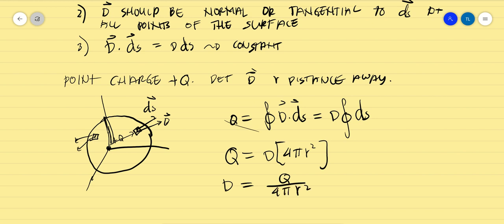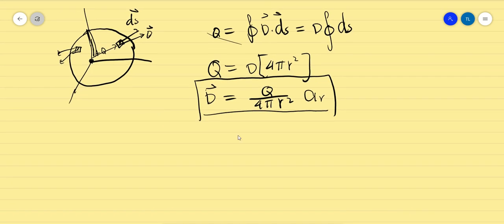And this will be the magnitude of the flux density at a distance r from the origin, or from Q. So if we want to include the direction, the direction of this one will be outward direction, or ER. So this is the flux density of a point charge with a charge Q.